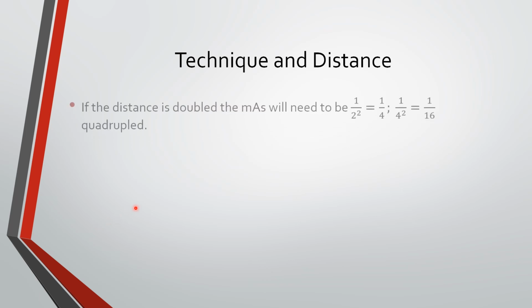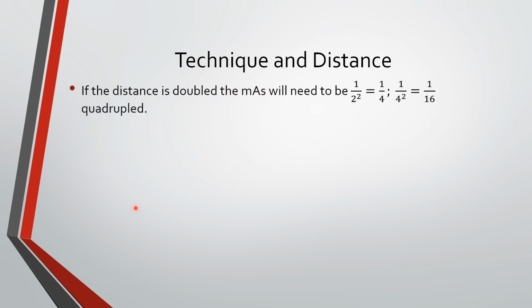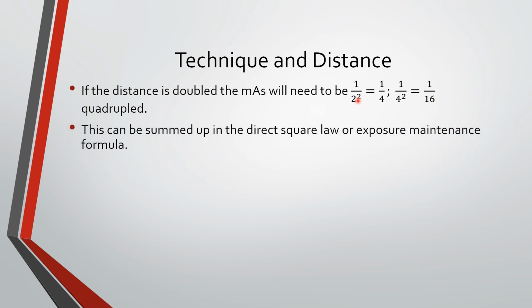Technique and distance, we'll talk about that real quick. If the distance is doubled, the mass will need to be quadrupled. This can be summed up in the inverse square law or the exposure maintenance formula. This was talked about in video 3 of this series, technique intro, emission spectrum, and beam propagation. The equation is the inverse of the square of the distance.